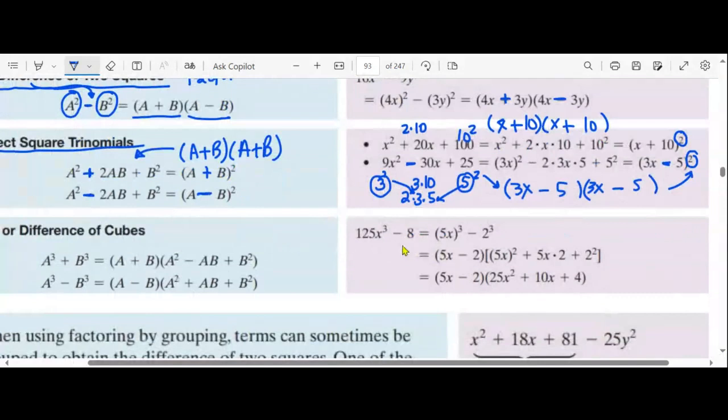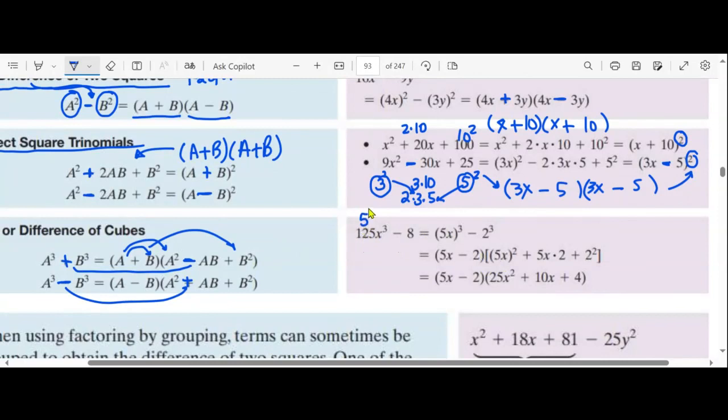Cube. Sum and difference of cubes. I have here the rule. It says a cubed plus b cubed is going to be (a plus b), and then you're going to square the first, square the last, multiply the first times the second, and change the sign. So if this is positive, this becomes what? Negative. If this is negative, this becomes what? Positive. So the opposite sign.